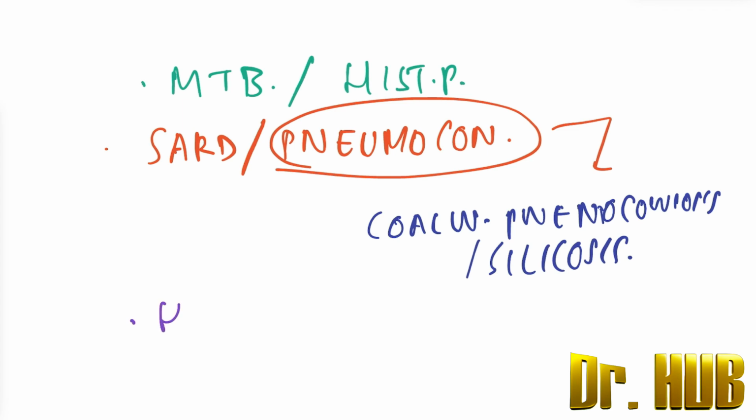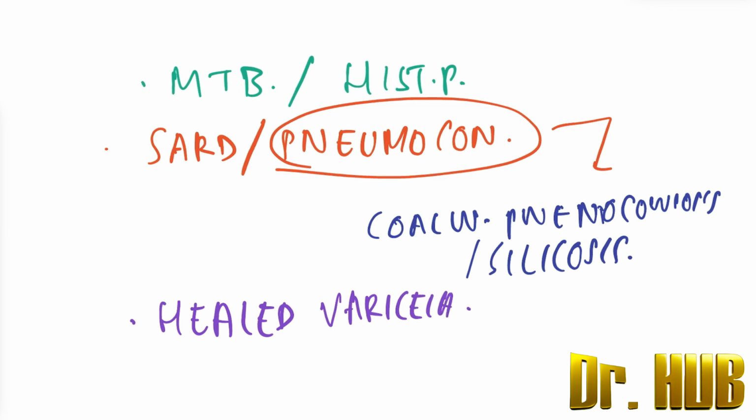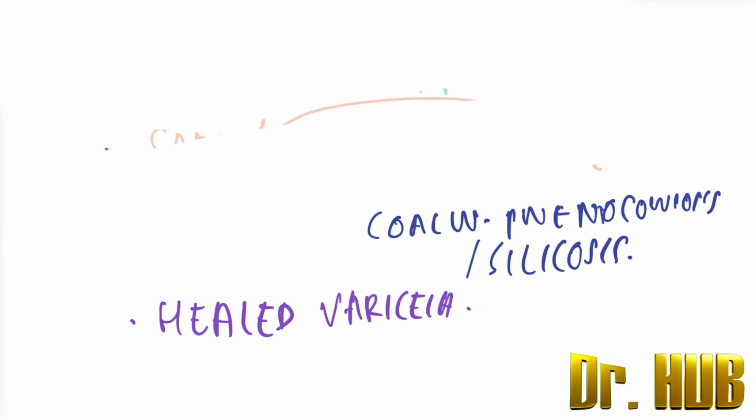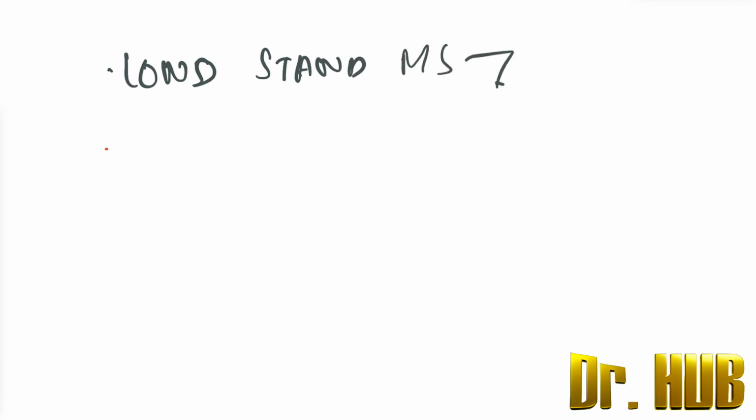Next, it includes healed varicella. And next, there is long-standing MS. The long-standing MS can lead to pulmonary hemosiderosis.